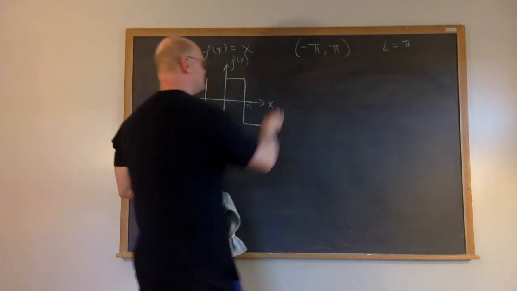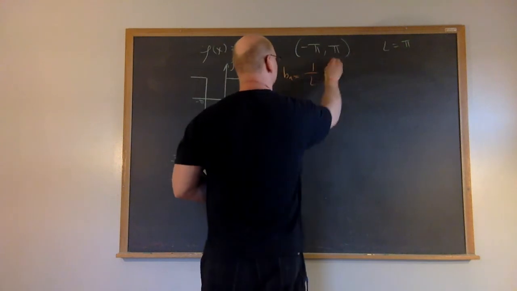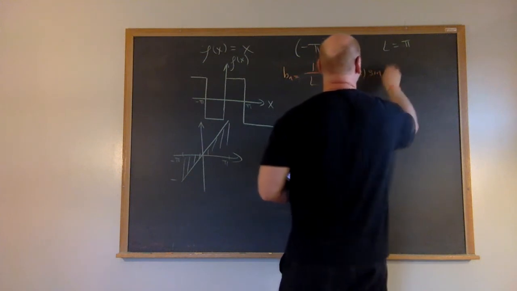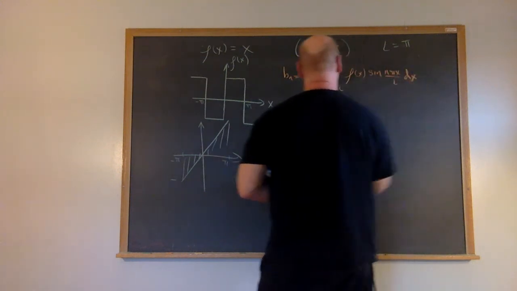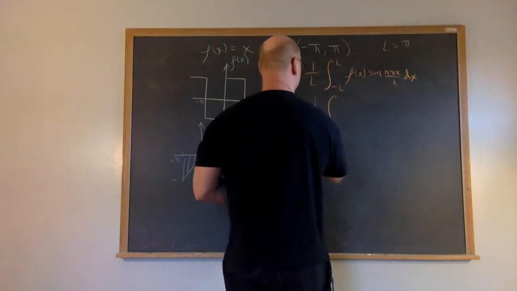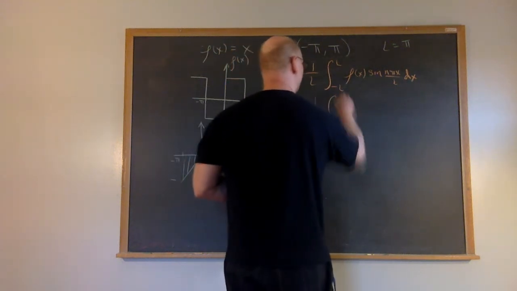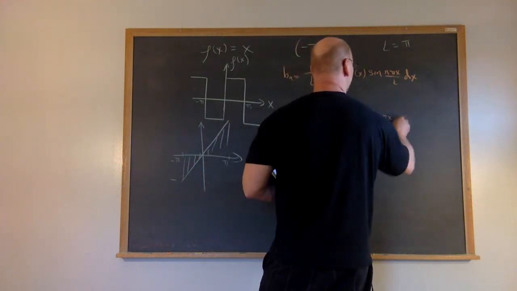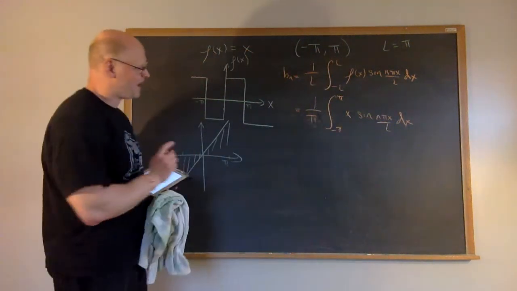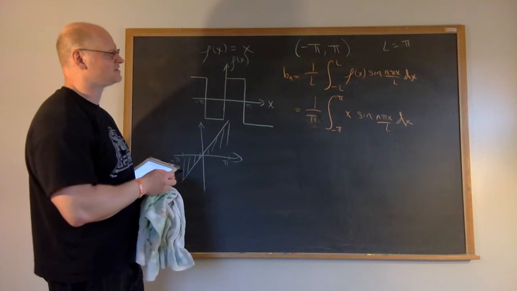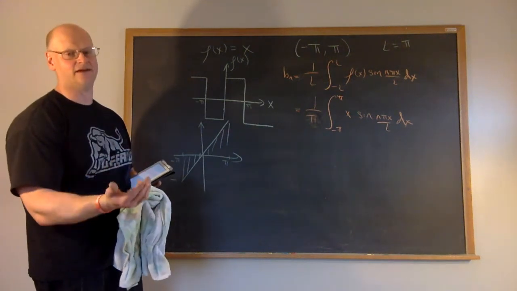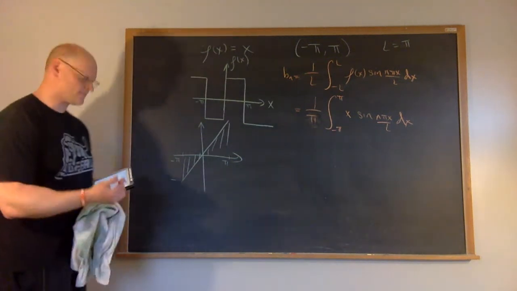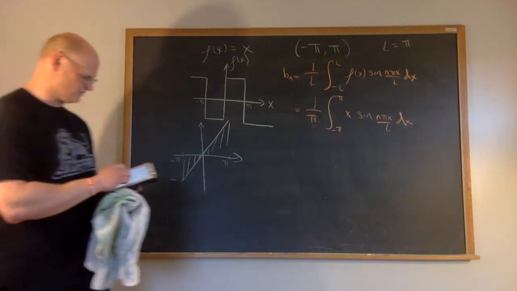So finally, that leaves the BNs. The BNs, again, are 1 over L, integral from minus L to L, f of x times sine of n pi x over L dx, which is then equal to 1 over pi, integral from minus pi to pi of x sine of n pi x over L dx. Now in this case, I have an odd function times an odd function, because remember sine is an odd function. If I have an odd times an odd, that gives me an even, just like an even times an even gives me an even function. So in this case, it's not going to give me 0. So I actually have to do this integral. So let's actually write out this integral.